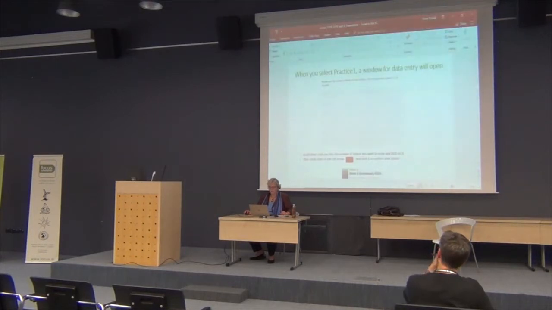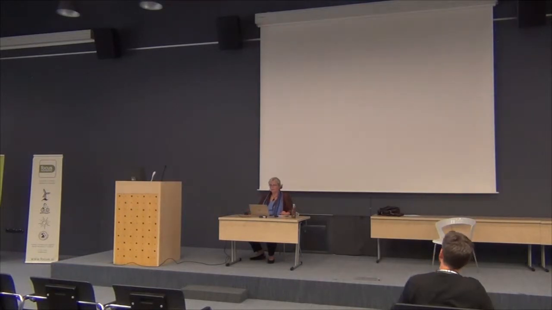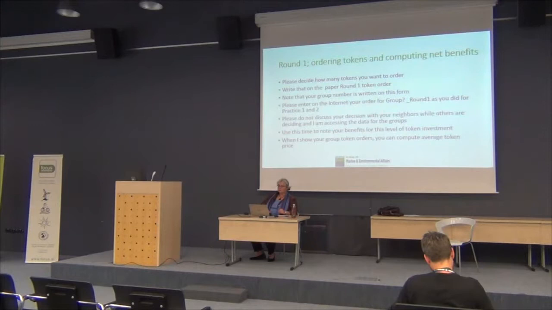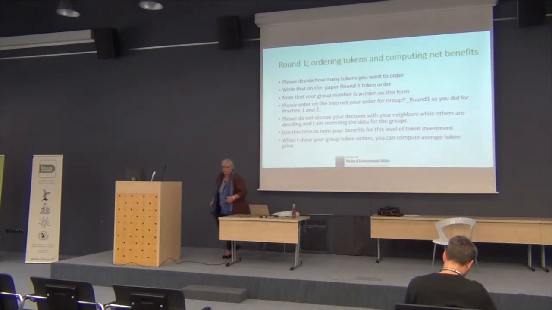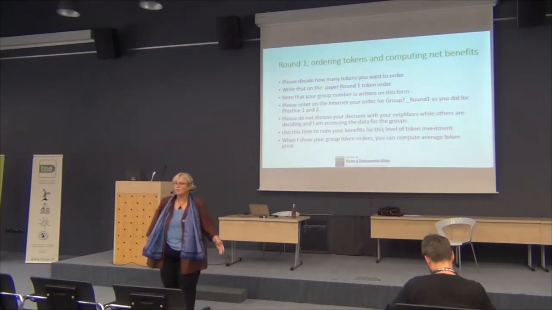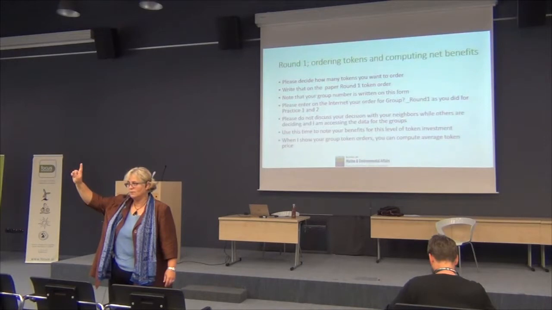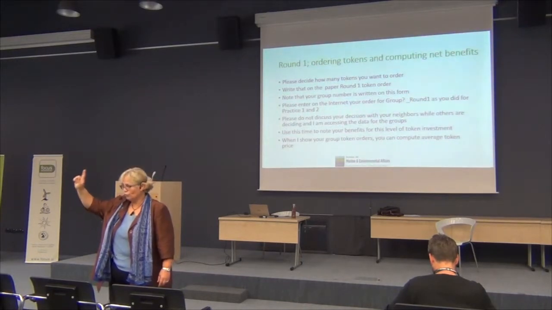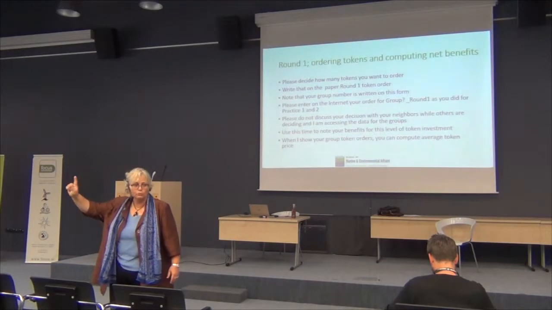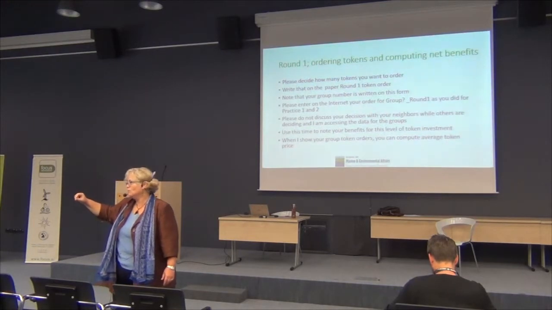Okay? So now the real deal. We've practiced one more time, so this is fine. So we're here now. Round 1, ordering tokens and computing net benefits. Now I need you to go to the group that is on your sheet of paper. I would assume each one of you has a group between 1 and 7. Is that correct? Okay, so now we know what group you are. Everybody's entering round 1. Would you please enter your token order for your group and round 1, and please write on your piece of paper what you've entered so that you don't forget.